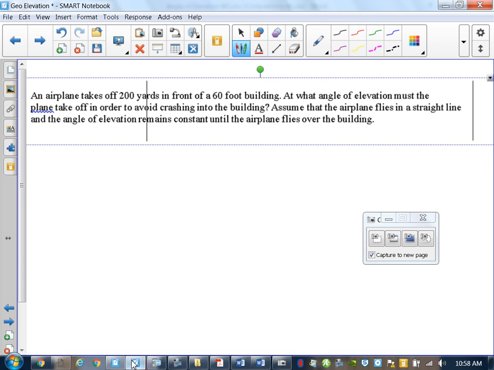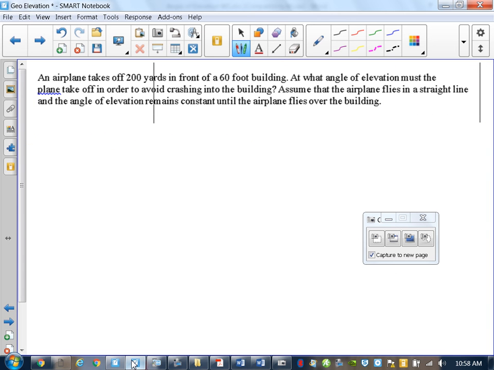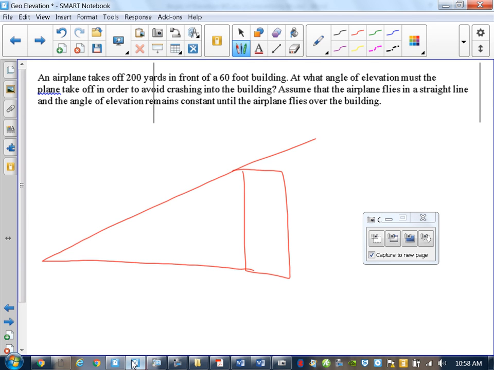So, it's in front of the building. Where are the windows? Oh my god, I forgot. Oh my god, Tori.